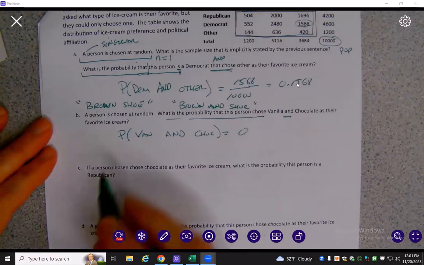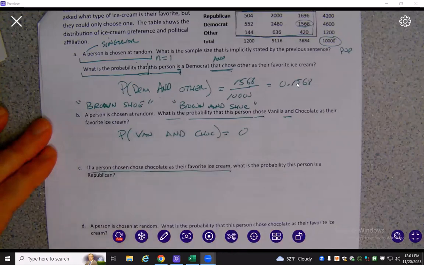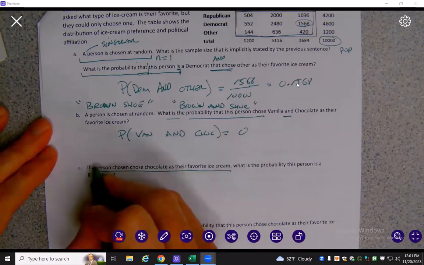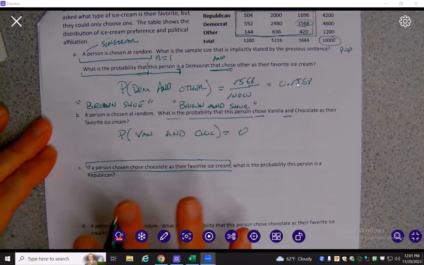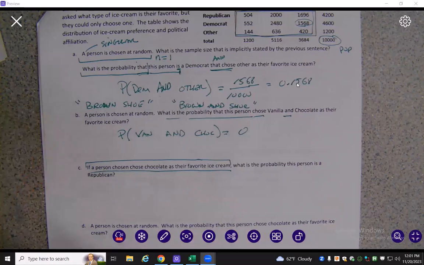If a person chose chocolate as their favorite ice cream, what is the probability that this person is Republican? So notice if a person chose this as a favorite ice cream, what kind of conjunction am I going to use here? And, or, given. And what now, when it's and, the two events cannot have occurred yet. So this is the difference. In a given, one of the events is assumed to have happened, or that's all we're. I hate to say. I mean, books say this. It's assumed to have happened.